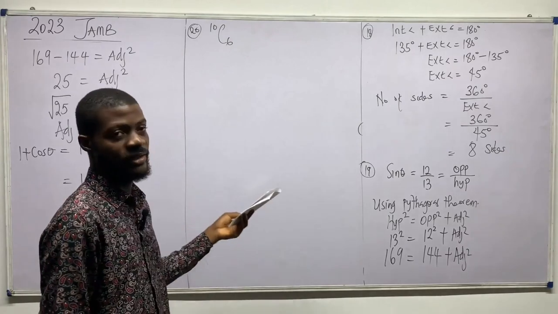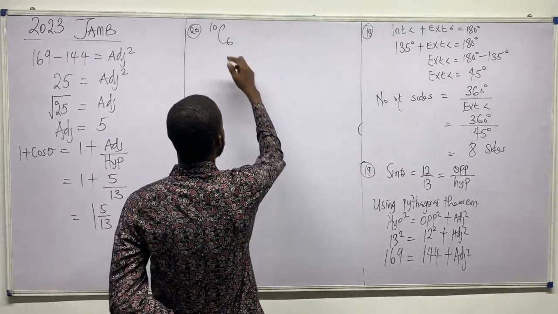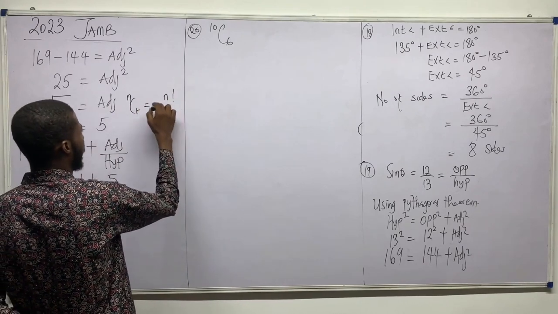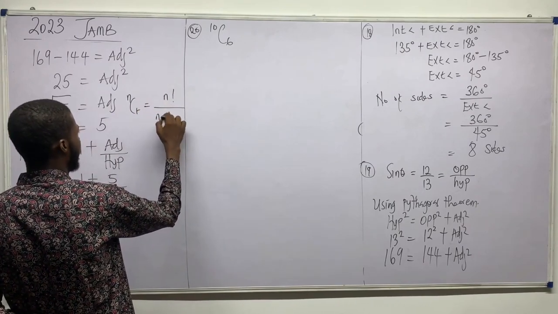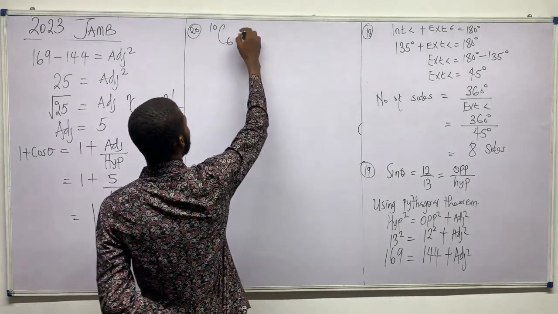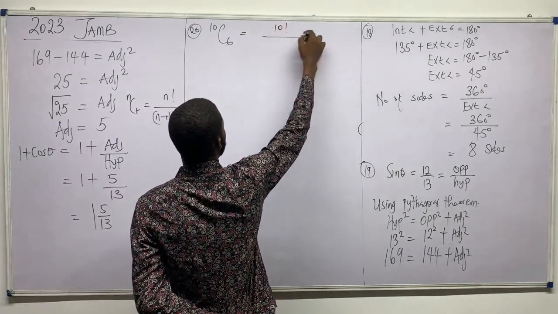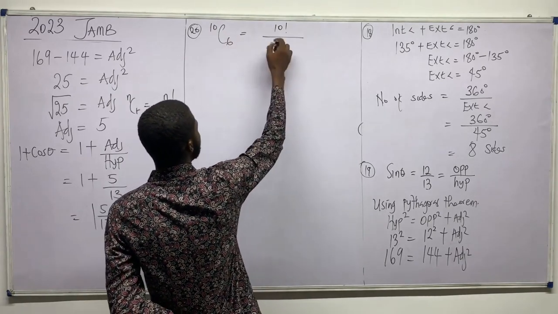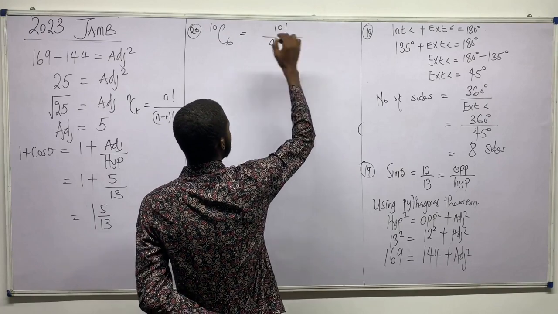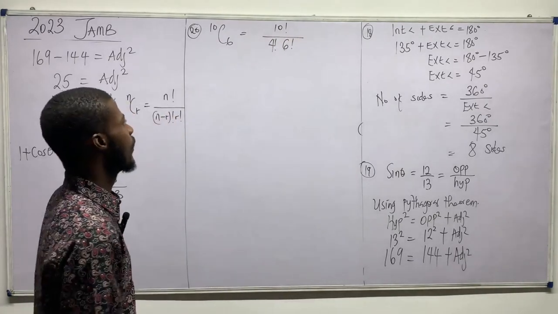So what will be the answer of this? Remember that the formula for combination says n combination r is equal to n factorial over n minus r factorial times r factorial. So this is going to become 10 factorial over, what's 10 minus 6? That's 4 factorial, right? Then we're going to have 6 factorial. So this is what we'll be having.